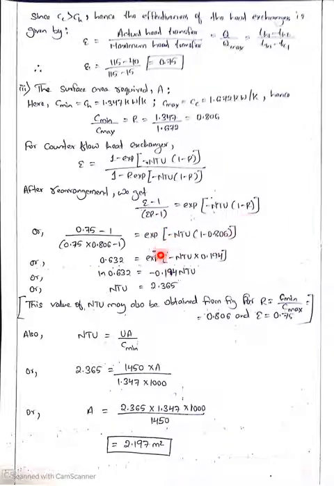Okay, you need to find the value of NTU. If you cross multiply and apply the limits, exchange and apply the ln on the left hand side by taking out exponential from the right hand side, you will be getting the NTU. Once you get the value of NTU, you can directly calculate the value of area, that is UA by C minimum. So this is the procedure to calculate area with respect to the NTU method.